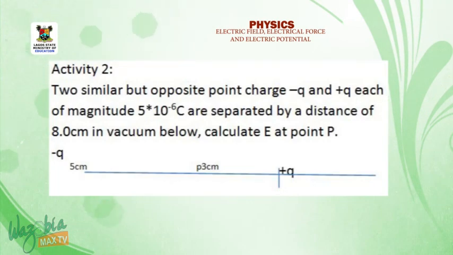Activity 2. Two similar but opposite point charges, minus Q and plus Q, each of magnitude 5 times 10 raised to negative 6 coulomb, are separated by a distance of 8.0 centimeter in vacuum below. Calculate E at point P. Let us observe the diagram properly. It will be noted that point P inside the diagram is 5 centimeter from the negative charge and 3 centimeter from the positive charge.